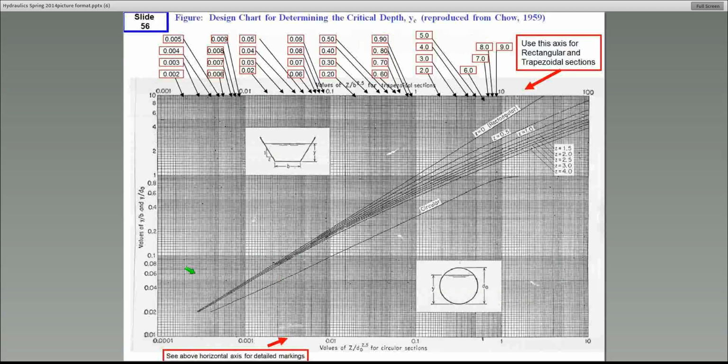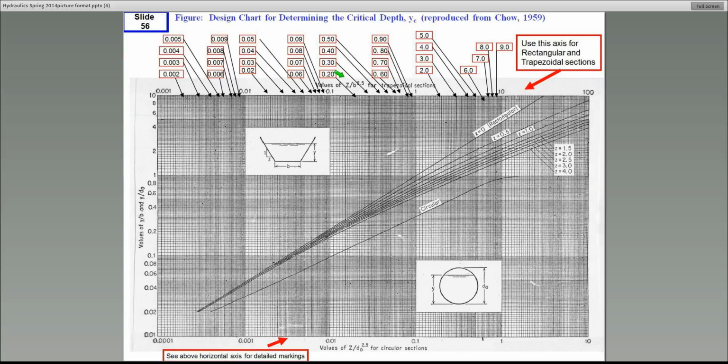Unfortunately, that won't be the case. We'll have to use a graph like this. And through the example, I'll show you how to use this chart. By the way, just to show you what this chart is all about, on the horizontal axis right here is the ratio of Z, that section factor I just told you about, Zc, to the power B to the power 2.5. That just scales it, by the way, to make it dimensionless.